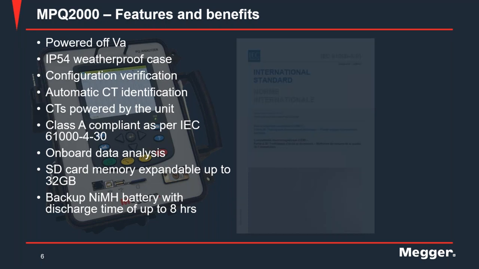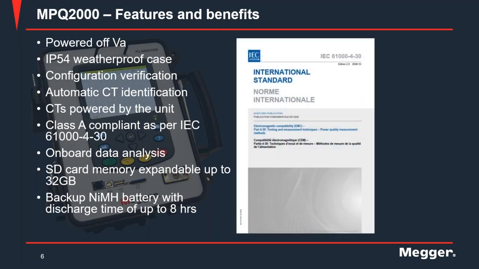There's an IEC standard called 61000-4-30, which is the standard for power quality measurement techniques. And that standard mentions 3 types of instruments: Class A, Class B, Class S. Class A have the most stringent requirements, and the MPQ2000 is a Class A compliant instrument.